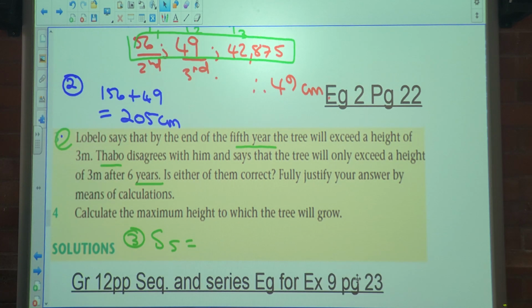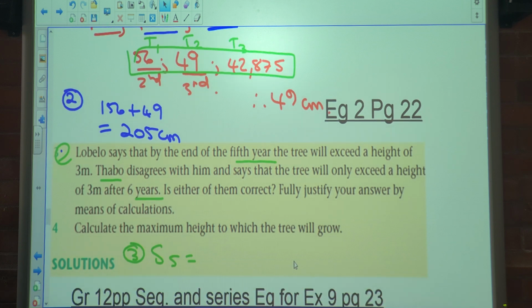So with that in mind, I must say, for the first year, what is the height of the tree in the first year?